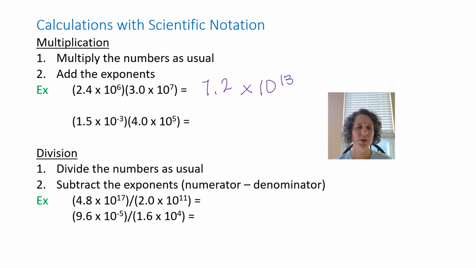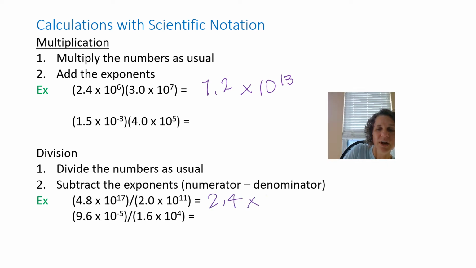Now for division, you divide the numbers as usual, and then you subtract the exponents, the numerator minus the denominator. So you would do in that first example 4.8 times 10 to the 17th divided by 2.0 times 10 to the 11th. So 4.8 divided by 2 is 2.4.